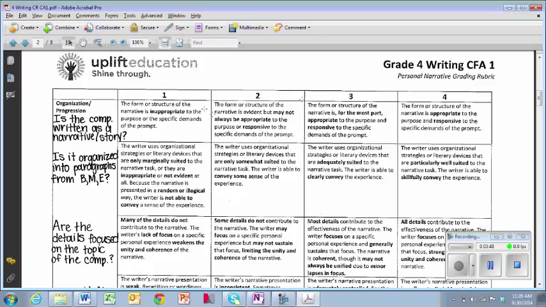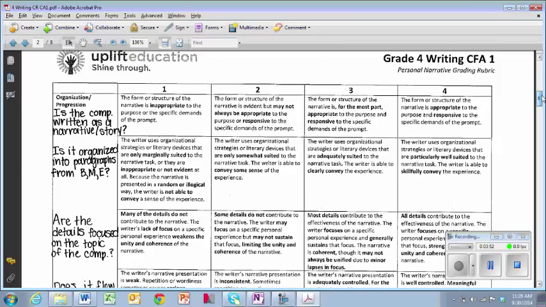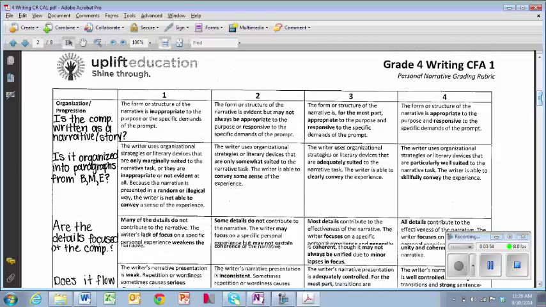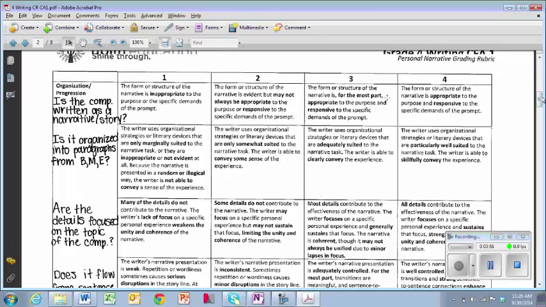You'll see that the first line is all about, is this even written as a narrative, as a story? For the most part, a 1 and 2 will be no or not really. It's not really written as a narrative. They don't really tell a story in their composition. And then a 3 or a 4 is a yes. So what you'll do is ask, okay, is it written as a narrative? And you'll see that there's some things bolded. Sometimes they're underlined. That really will help you figure out what should stand out for this row.